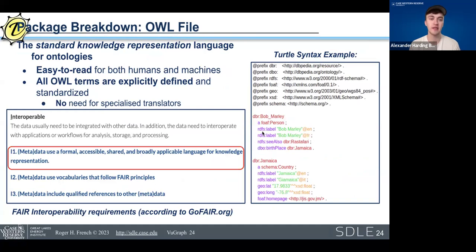Another output of the package is an OWL file. An OWL file is the standard knowledge representation language for ontologies because it is easy to read for both humans and machines, and all OWL terms are explicitly defined and standardized, which means that there's no need for specialized translators.